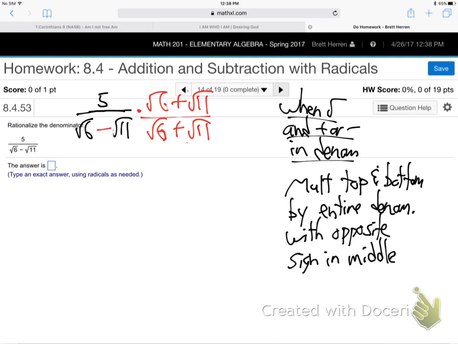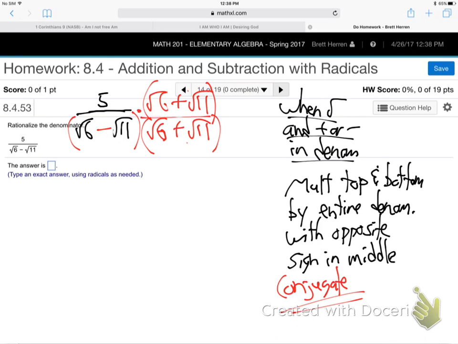It's a special trick. It's such a specialized trick that it even has a name. It's called the conjugate. I'm not going to quiz you on the name, but in case your Math 103 teacher mentions it, you'll know what she's talking about. The conjugate means opposite sign in the middle. That's the only thing that'll handle it. Conjugate. All right.